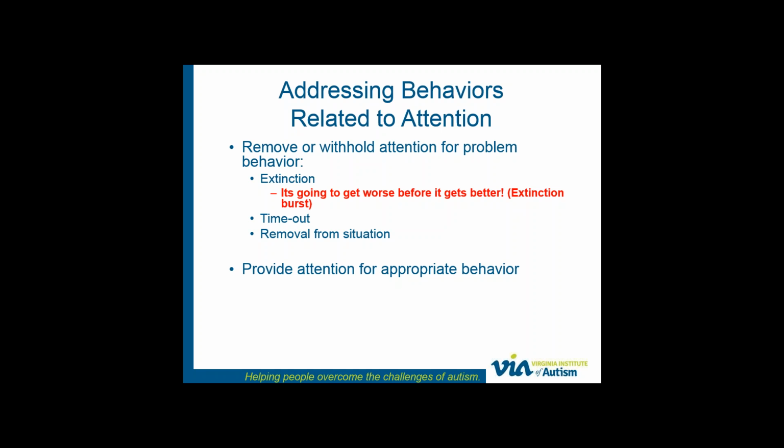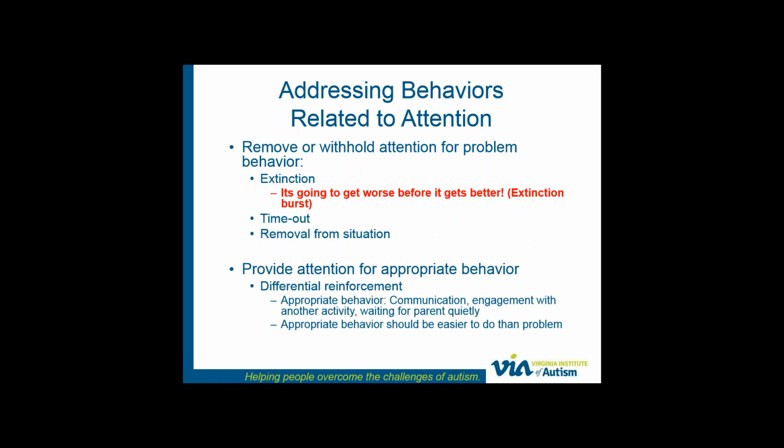And then you cannot remove or withhold attention from problem behavior without teaching them something of how to get the appropriate attention. Because if your child really wants to play with you, you want to teach them how to do that. So you typically don't want to do extinction if you don't have a procedure for reinforcing appropriate behavior. So that's what we call differential reinforcement. So when you put in extinction, you're no longer reinforcing problem behavior, you're differentially reinforcing appropriate behavior. So it could be communication, waiting for a parent quietly, whatever that you're targeting.